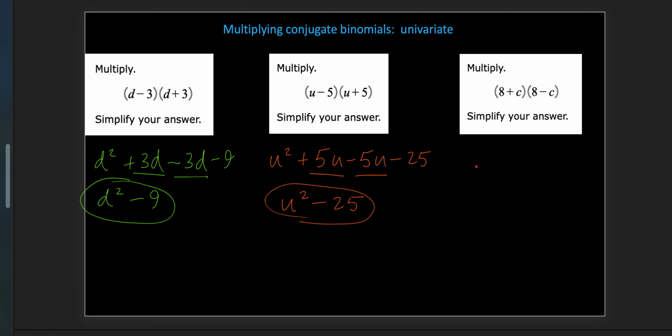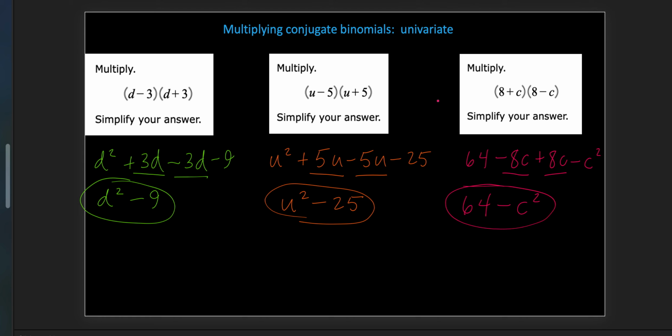For this problem, we start with our F in FOIL, first position, 8 times 8, that's 64. And then next is the O for outer, and that's 8 times negative c, so negative 8c. And the inner gives me 8 times c, so that's plus 8c. And the last positions gives me plus c times minus c, and that's a negative c squared. And then you see you have these add up to 0, so your answer is 64 minus c squared.